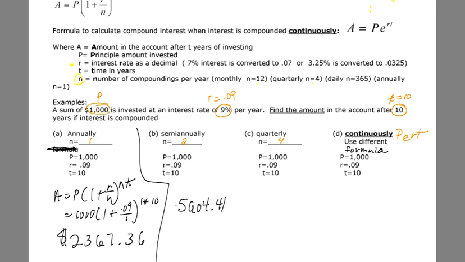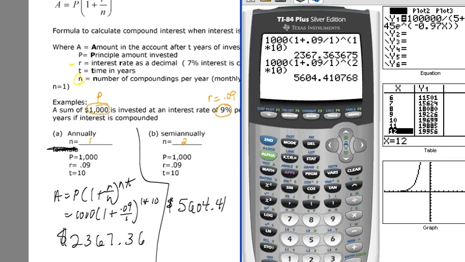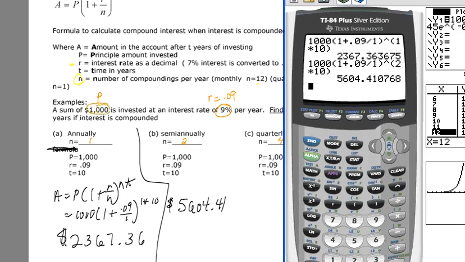5604.41. So if it's done twice a year, that would be our calculation. Quite a difference. What was the other one? Quarterly, 4 times a year.